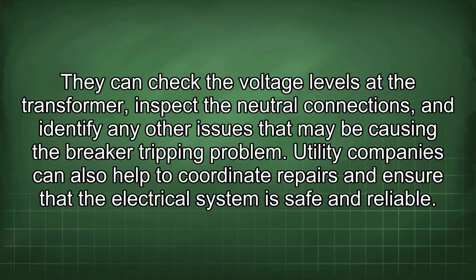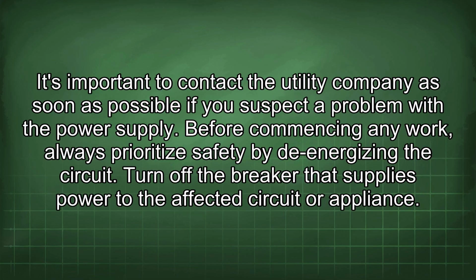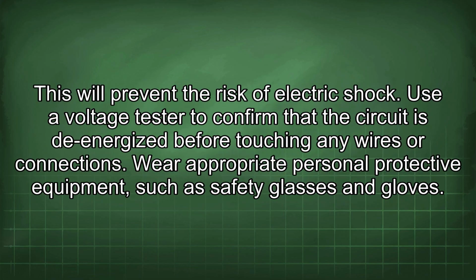Utility companies can also help to coordinate repairs and ensure that the electrical system is safe and reliable. It is important to contact the utility company as soon as possible if you suspect a problem with the power supply. Before commencing any work, always prioritize safety by de-energizing the circuit. Turn off the breaker that supplies power to the affected circuit or appliance. This will prevent the risk of electric shock.